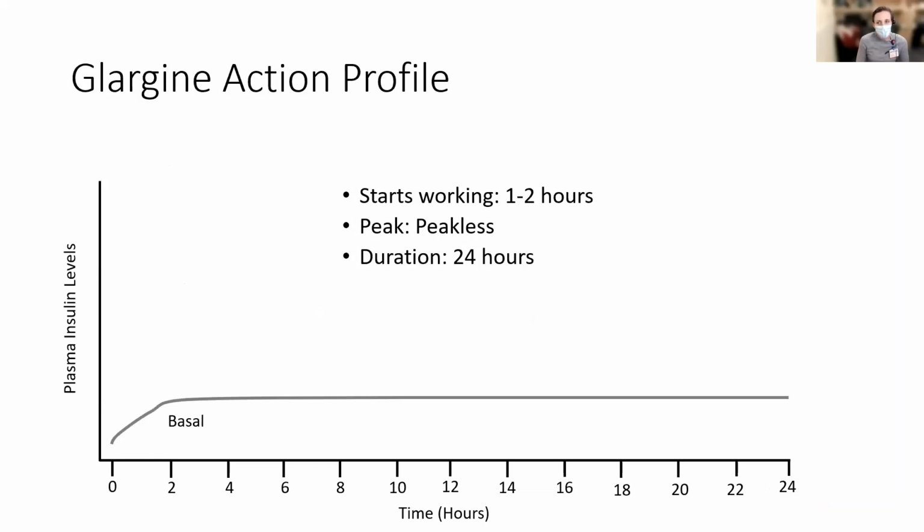This is a picture of the action profile of insulin glargine. It starts working about 1 to 2 hours after it's injected, and we typically describe it as peakless, because you see this sort of steady absorption over time, meaning that it's steadily absorbed over about 24 hours.